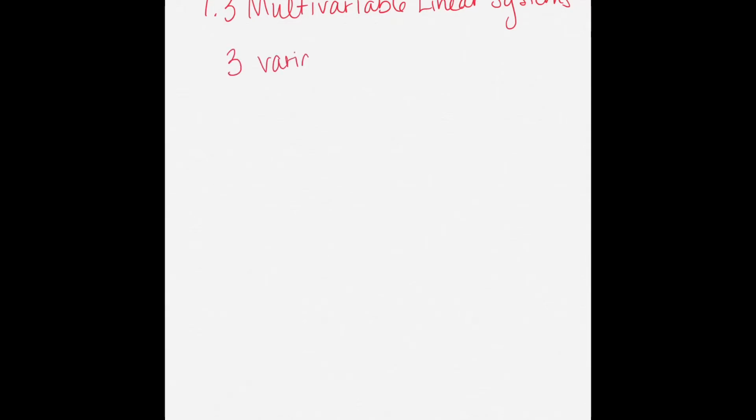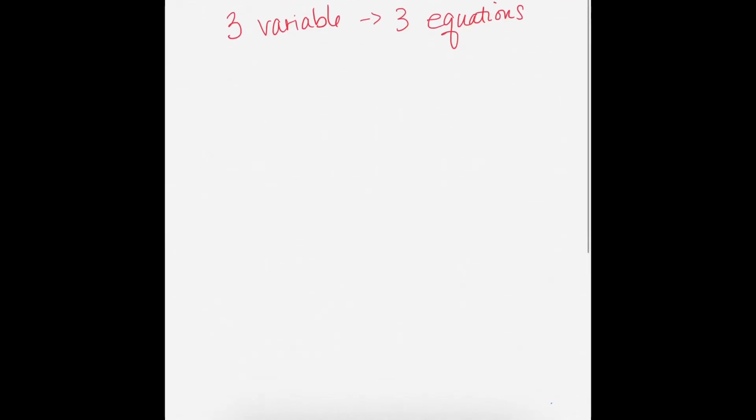Well, in this section, we're going to have three variables. I think we'll even do one with four variables. At least in the homework, I know there is one. And in order to solve for a finite solution with three variables, you have to have three equations. And if you have four variables, how many equations do you think you've got to have? Yep, you've got to have four. Four variables, four equations.